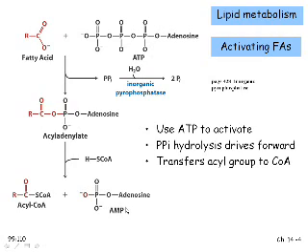So it costs 2 high energy bonds to activate a fatty acid into a form that can be then carried around and used within the cell. That R there can be many different things. It might be 16 carbons, it might be 18 carbons. The machinery doesn't really notice that.